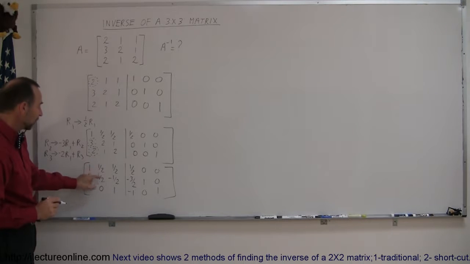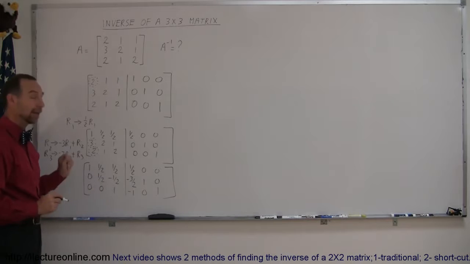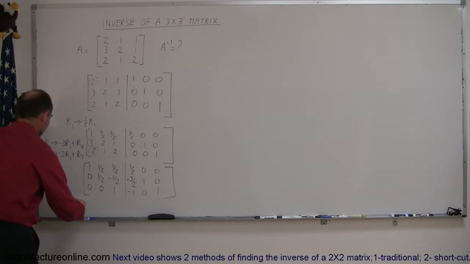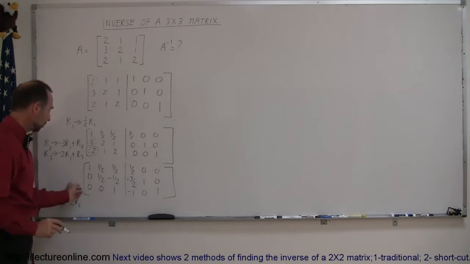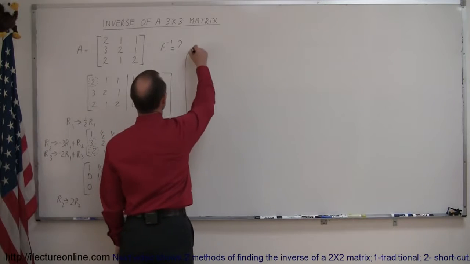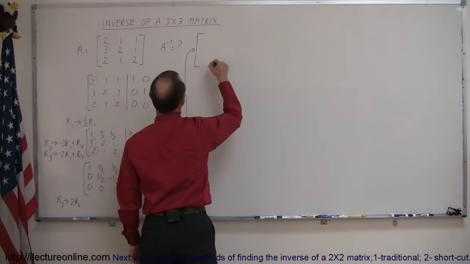We start on this column right here, and we're going to start out by making this into a 1. To make that into a 1, we have to multiply the entire row by 2, and that will then become a 1. So I'm going to take R2, row 2, and replace it by 2 times row 2. Simply what we're saying is we're going to multiply the second row by 2. When we do that, we get the following result.